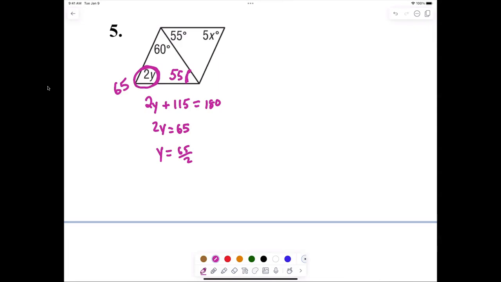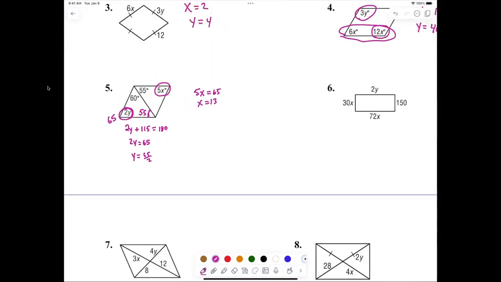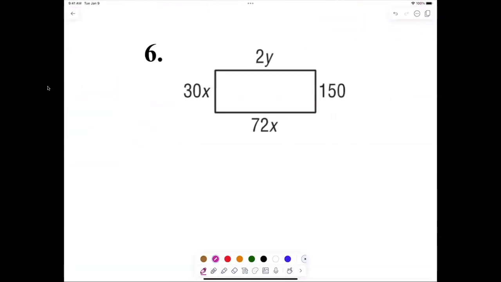So if that's 65, the opposite angle must be 65. So now we could say 5X is equal to 65. Anybody got any questions with that? All right, here we go.